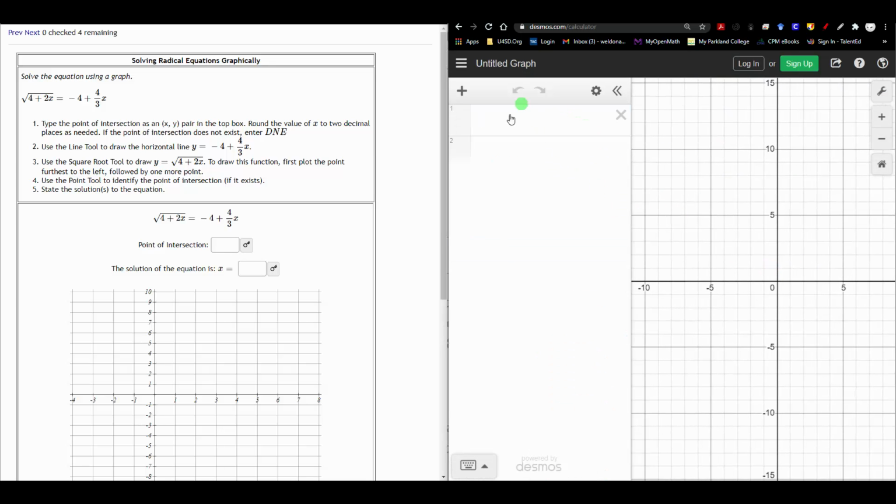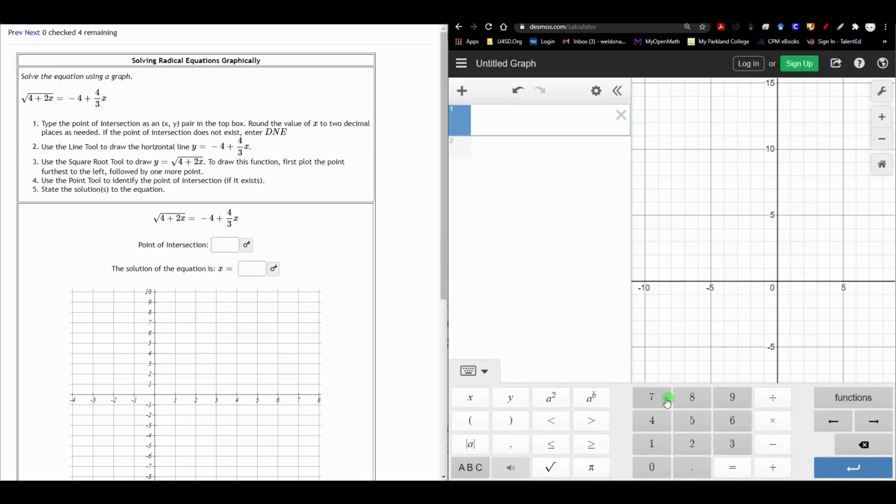You'll see your graphing screen, and then over here you'll see the blank fields where you can enter in your equations. All right, so what we're going to do is we're going to take the left-hand side of the equation here, the square root of 4 plus 2x, and we're going to put it into field 1 over here. So to get your square root symbol, you have to come down here to where it says keyboard. Open up your keyboard. You'll see a lot of stuff pop up. You get all kinds of symbols that become very handy. We're looking for the square root symbol, and we're going to type in 4 plus 2x.